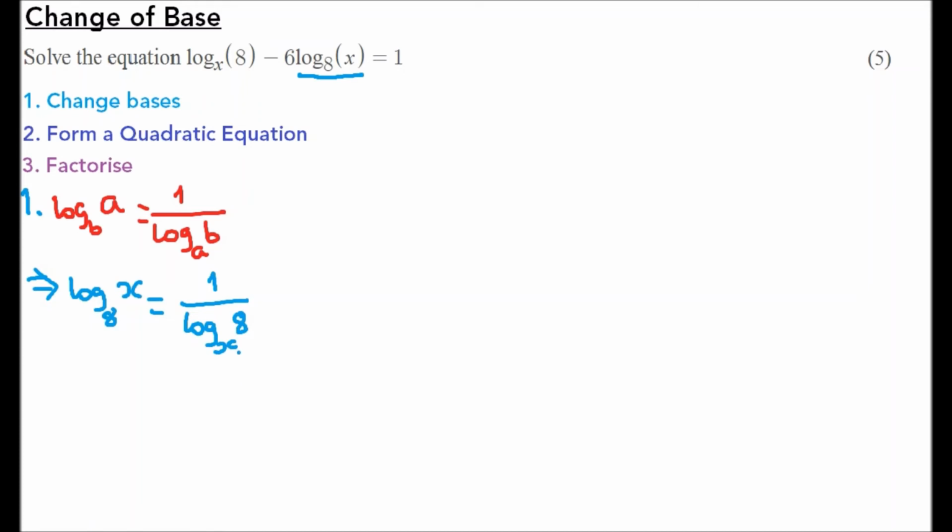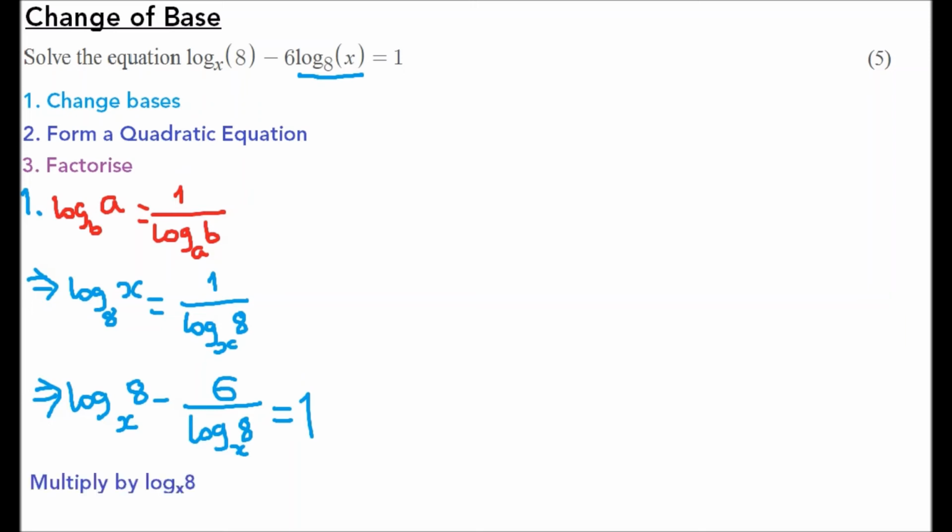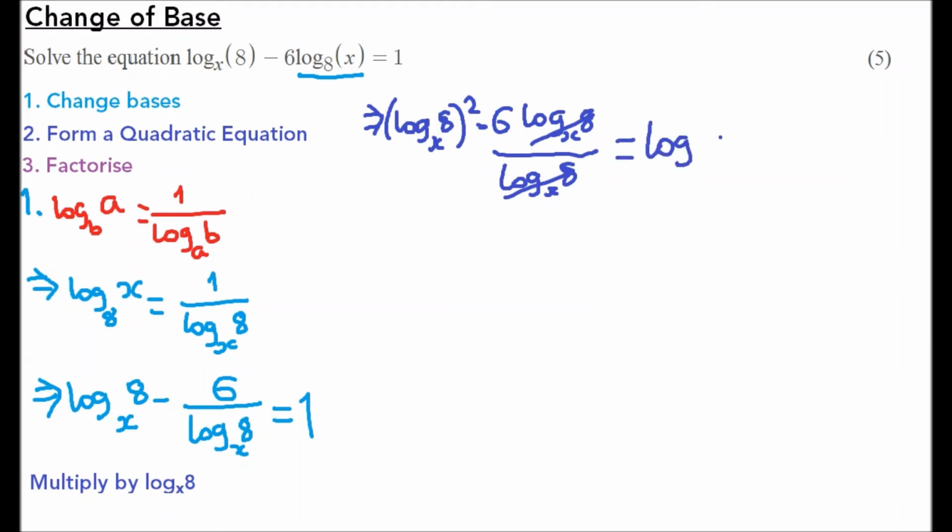Now, it doesn't really matter which logarithm you change, it just matters that the bases are the same. Then you get log 8 to base x minus 6 over log 8 to base x equals 1. Now you're going to multiply the entire equation by log 8 to base x. So you're going to get log 8 to base x squared minus 6 equals log 8 to base x.